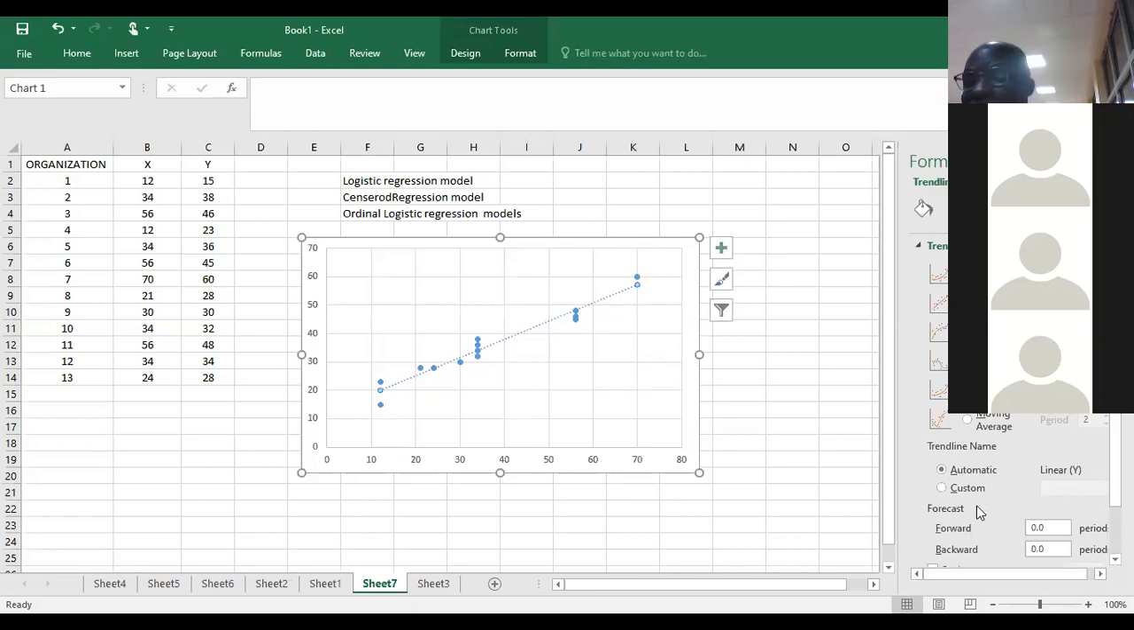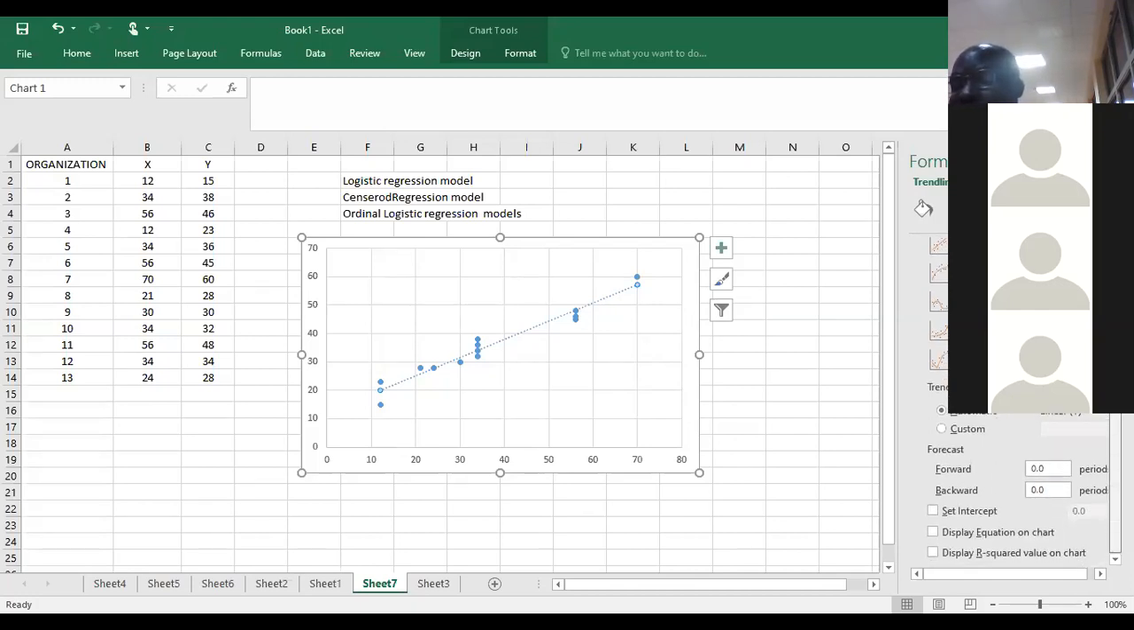So in format trend line now, what do I want to add? Display the equation on the chart. Are you seeing this one here, below here? Yes. I click this. When I do that, I just do OK. It is here. Are you seeing this one?